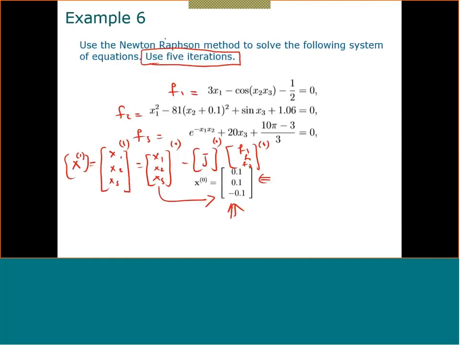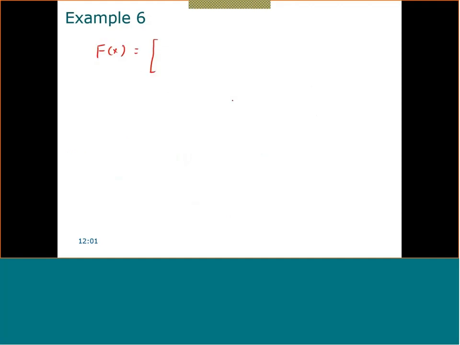So what I do here, let me just go back. I will substitute x1 as 0.1. So this becomes 3 times 0.1 minus cosine, this becomes 0.1 times minus 0.1, minus 1/2. And you have to make sure that these are in radians. When you have an x that has numbers and angles, this has to be in radians. It cannot be in degrees. Okay, minus 1/2, and you find your answer.